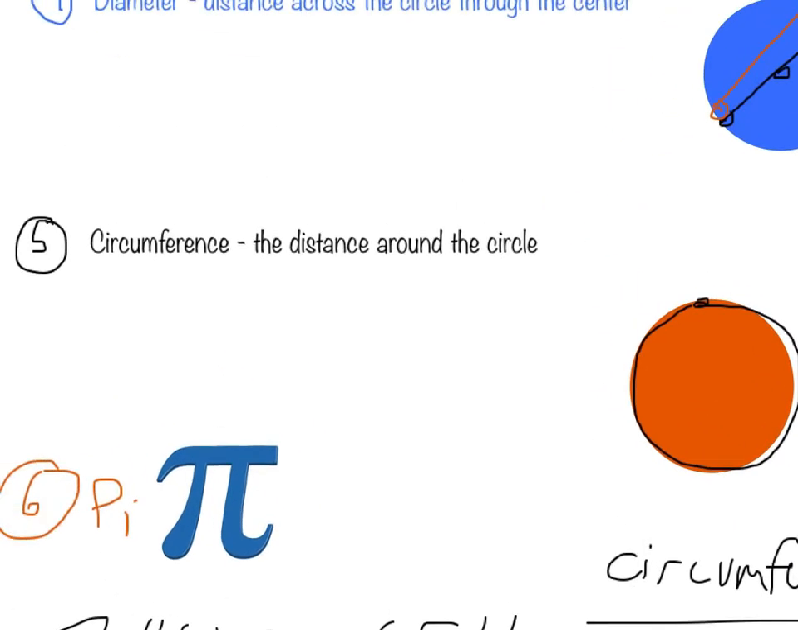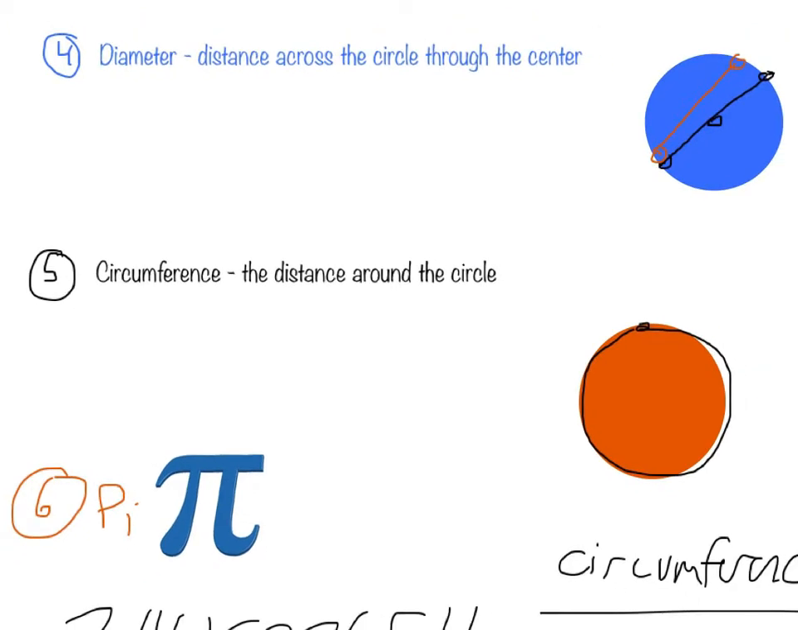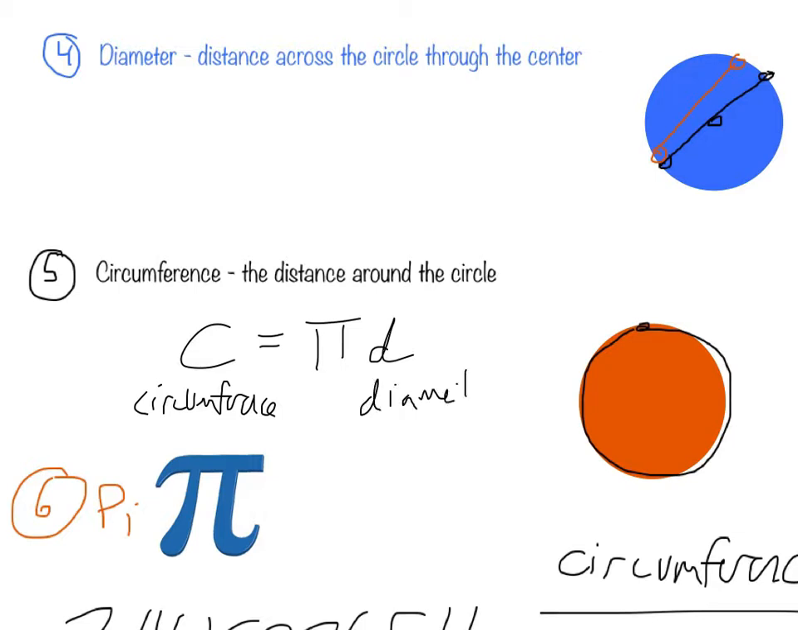So circumference, we said, was the distance around a circle. All right, and we find circumference, okay, by taking pi times diameter. I need to make that pi a little bigger, don't I? Pi times the diameter, okay? Circumference equals pi times the diameter. So let's do that.